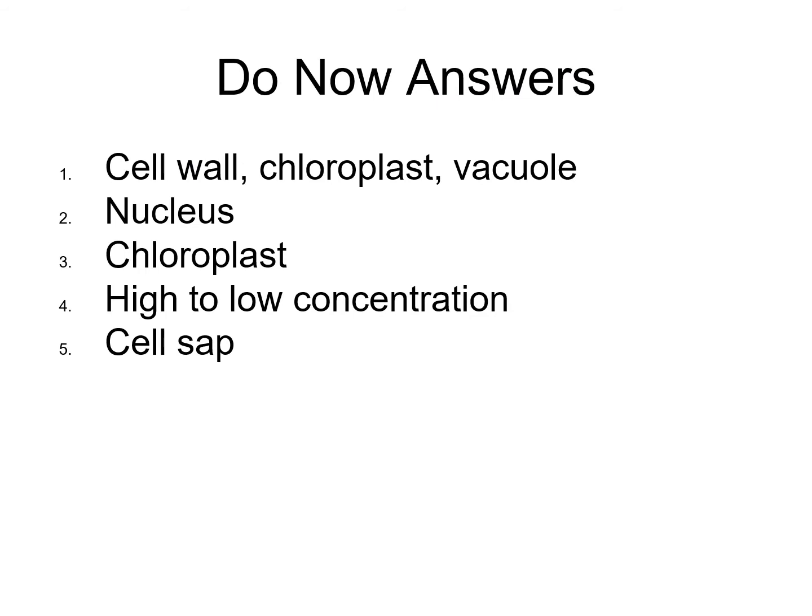So here are the answers to the do now questions. Any two of these three for question 1: cell wall, chloroplast, vacuole. For number 2, the genetic material is in the nucleus. Number 3, chloroplast. Number 4, high to low concentration, and number 5, cell sap.